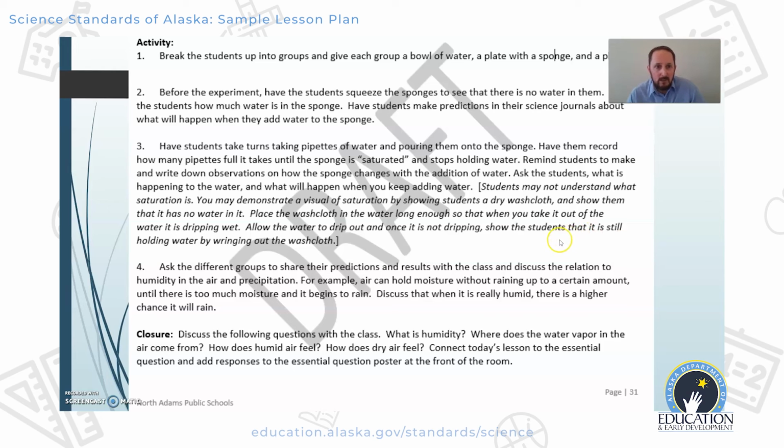And I'm asking the students, what's happening to the water? What's going to happen when you keep adding water? We get into that saturation concept. Now, if I'm getting an understanding that they're not getting that, I might stop the class and give them a little mini lesson on saturation, and then we get back to work.